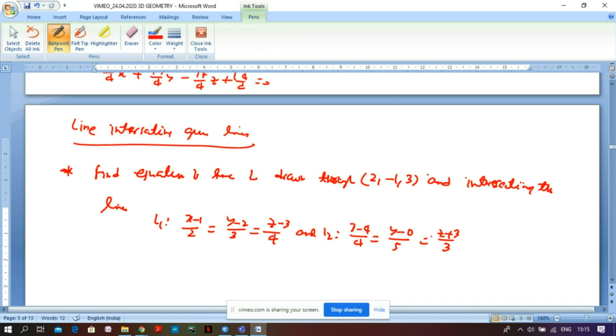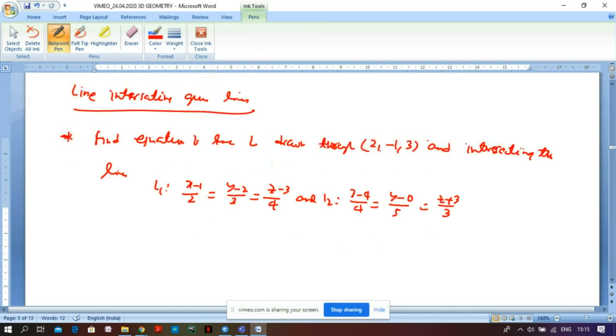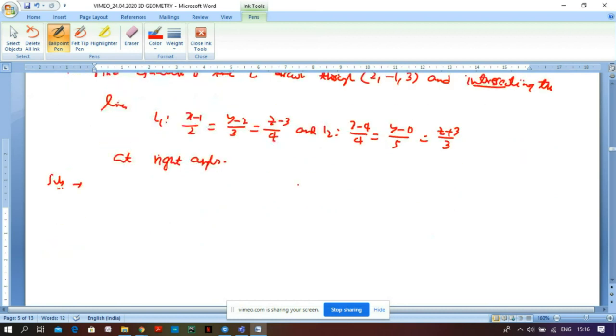So you want to find the equation of a line L drawn through the point (2, -1, 3), intersecting the lines L1, (x - 1)/2 = (y - 2)/3 = (z - 3)/4, and L2, (x - 4)/4 = y/5 = (z + 3)/3. And it is also given that it intersects the lines at right angles. So this is easy. We'll start that.